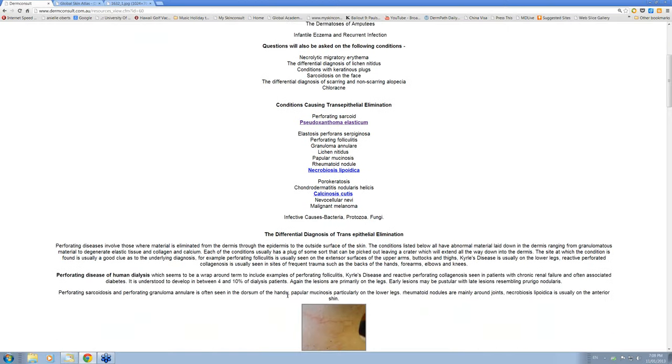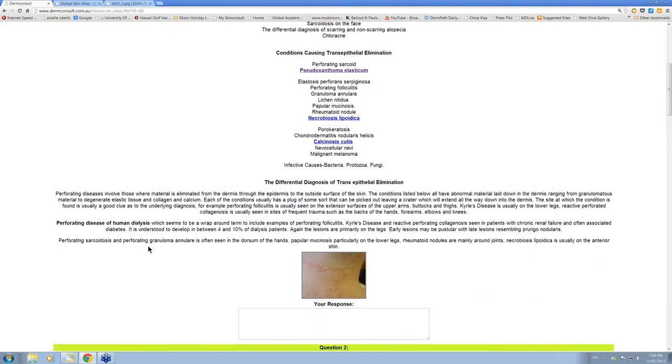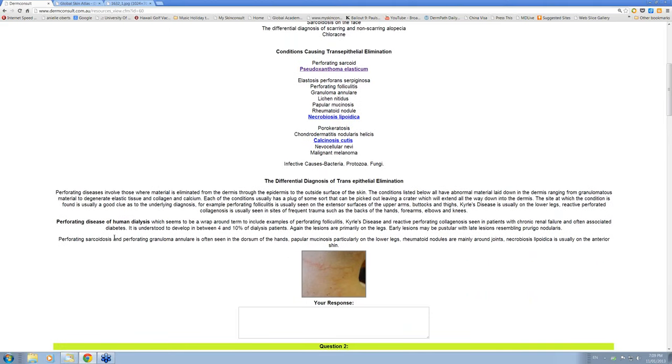So we've mentioned the plugs, and we've mentioned here that the site can be important. Perforating sarcoid and perforating GA are often seen on the dorsum of the hands. So those are the two common ones perforating on the dorsum of the hands. Papular mucinosis perforates on the lower legs. Rheumatoid nodules mainly around joints, obviously. Necrobiosis lipoidica, usually on the anterior shin.